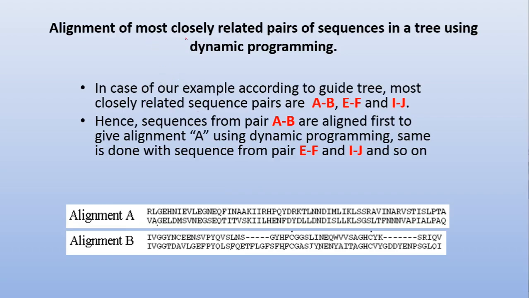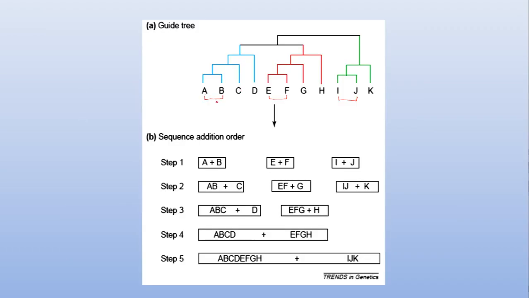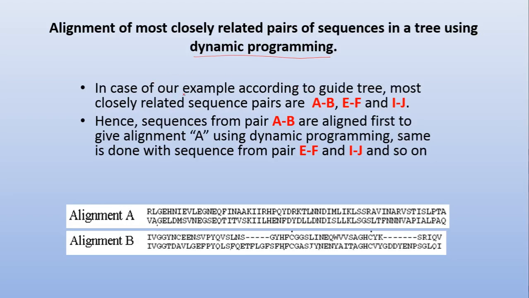The alignment of the most closely related pairs of sequences in a guide tree is usually done using dynamic programming. We would be using a dynamic programming algorithm like Needleman and Wunsch to align A and B globally. Similarly, we would use Needleman and Wunsch to align E and F, and I and J, globally. So we would be performing global alignment. In our example, we would first align A, B, E, F, and I, J.